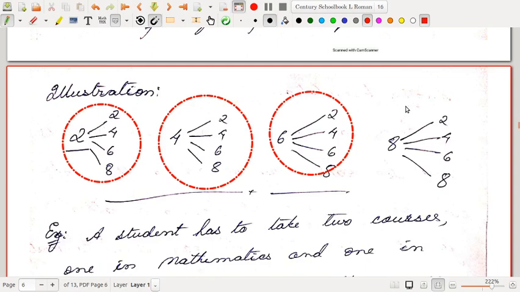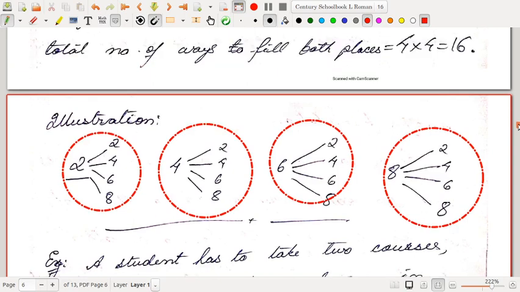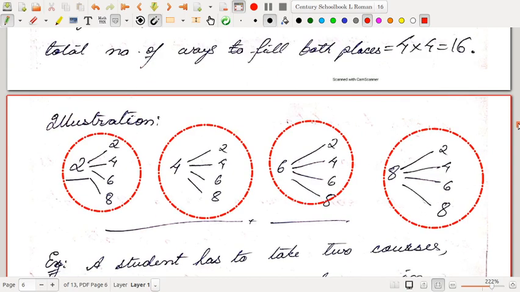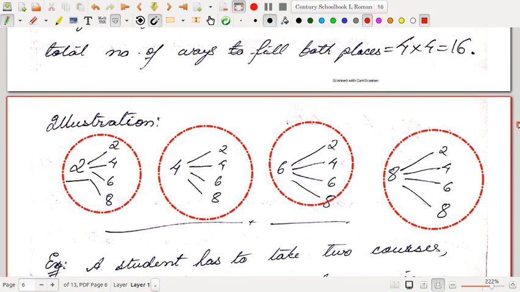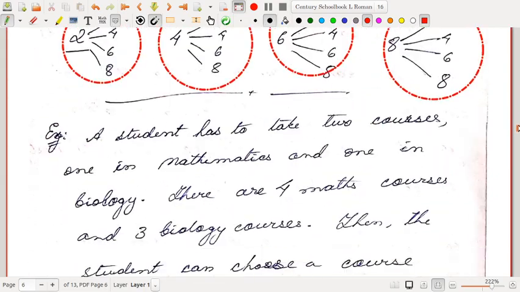Then if the first place is 8, then also there are four ways of filling up the second place. So the numbers are again 82, 84, 86, 88. So that way we can see the total number of two digit numbers that can be formed with 2, 4, 6, 8 is 16. So there are 16 such numbers.